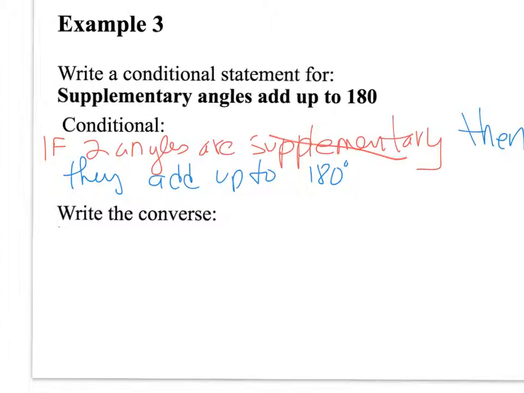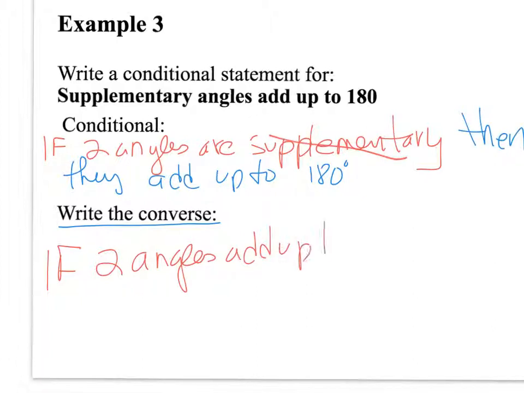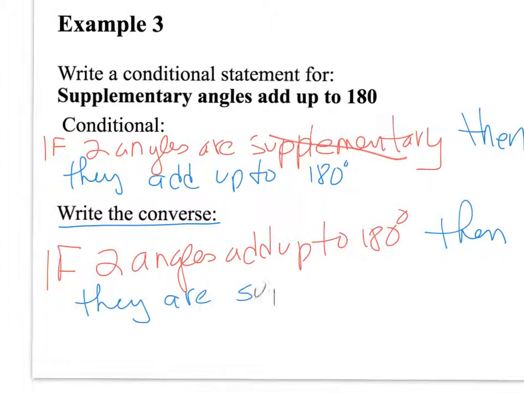Now what do they want us to do? They want us to write the converse. So if we want to write the converse, we have to say, if two angles add up to 180 degrees, then what do we have to use? We have to use the if part of the conditional statement. Then they are supplementary. So it's not hard. You just switch it around. Once you have it written, it's easy to just take the exact words and switch it around.